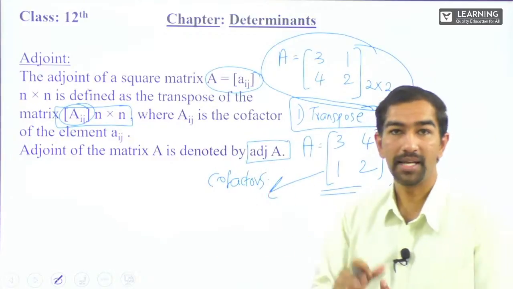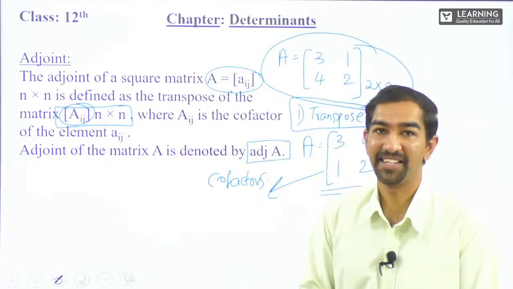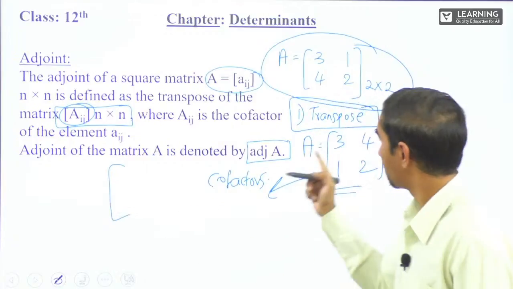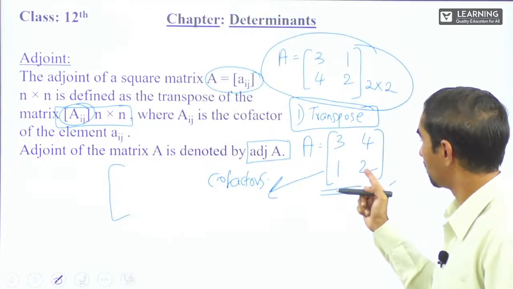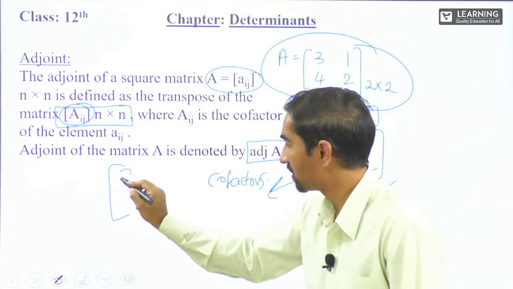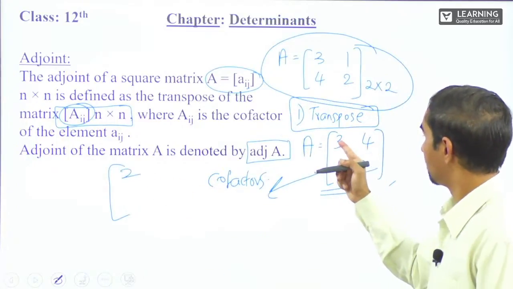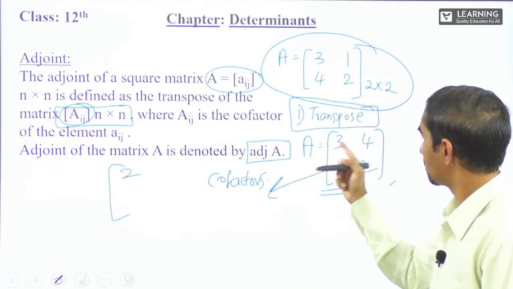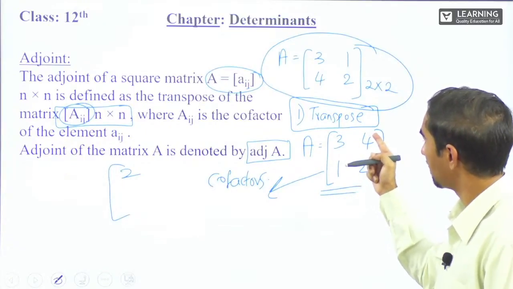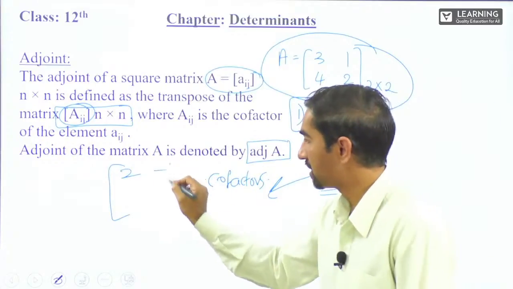Cofactors means what? The sign must be multiplied with the minor, correct? So 3, what is the minor of 3? The minor of 3 is 2, and this 2 must be multiplied with plus. So plus 2 will be the first element here. Next, 4. So this row and this column is gone. What is left out? 1, and 1 must be multiplied with minus. So that will become minus 1.